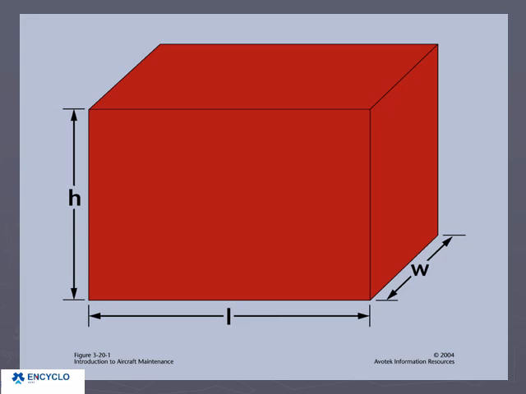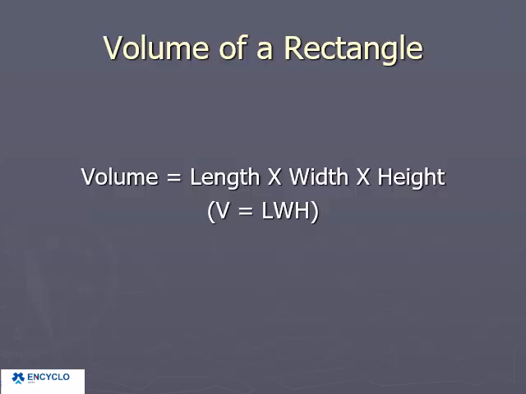This calculation is crucial in aviation maintenance for determining material requirements, cargo space, and component packaging. Accurate volume measurements help ensure proper load distribution and efficient use of aircraft space. To find the volume of a rectangular solid, multiply length by width by height. The formula is volume equals L times W times H.